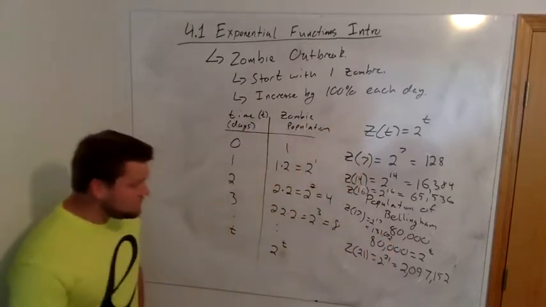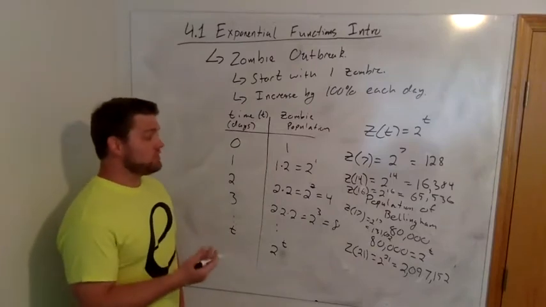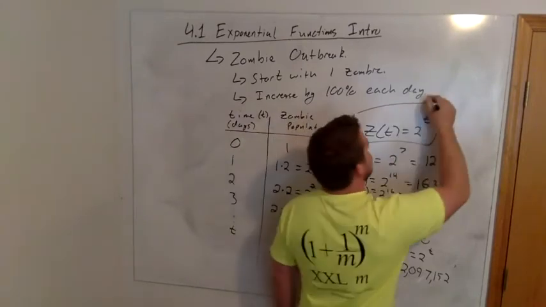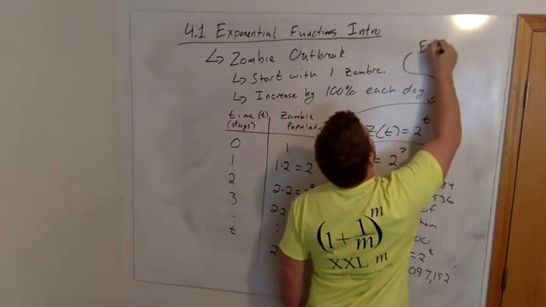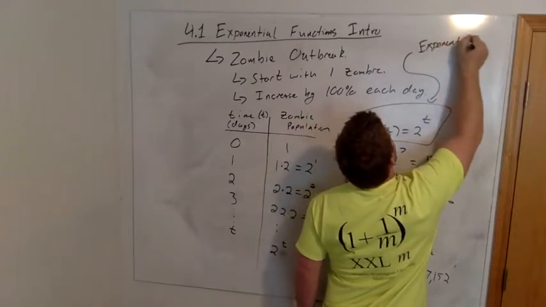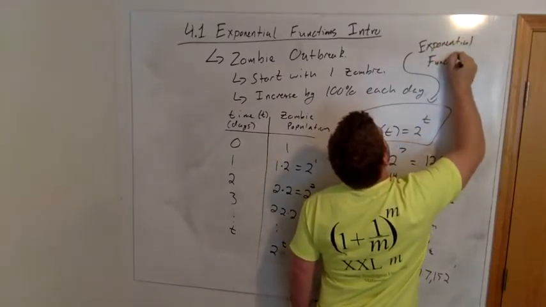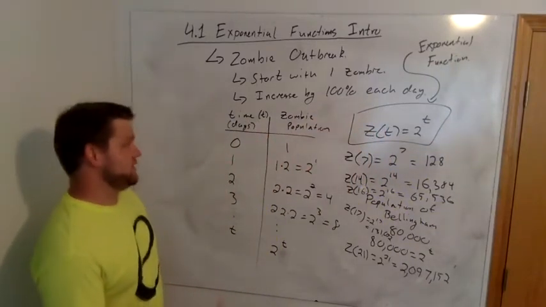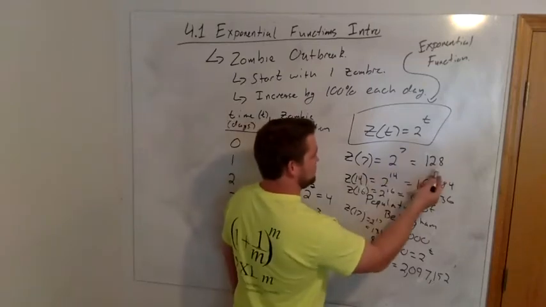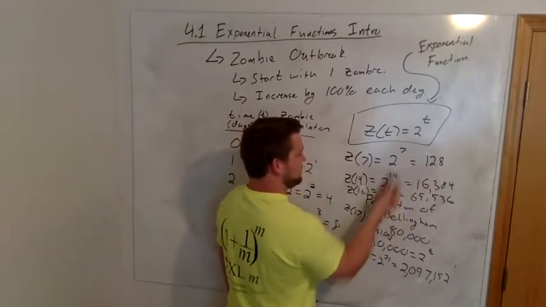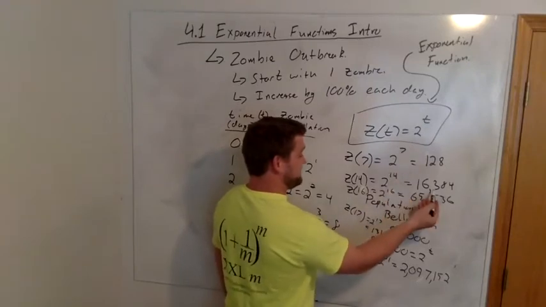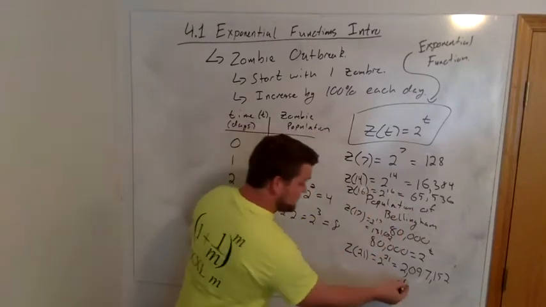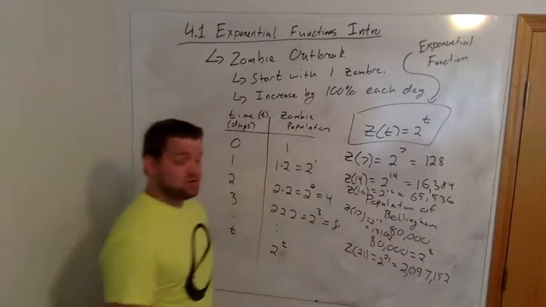What we should notice with this type of function, something of this form, 2 to the t, is that it's an example of something called an exponential function. And exponential functions grow really, really quickly. Even 2 to the 7th was 128, but 7 days later, if I change my input by 7, now I'm at 16,000 roughly. If I change my input by another 7, now I'm at 2 million. Look how fast this function is growing.